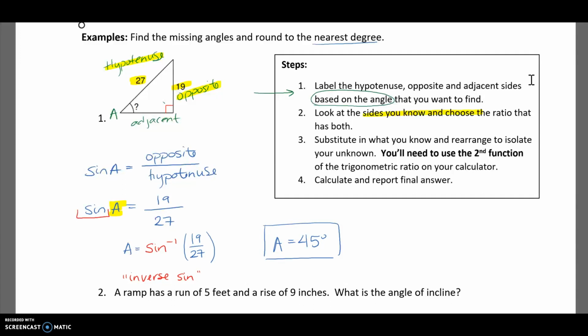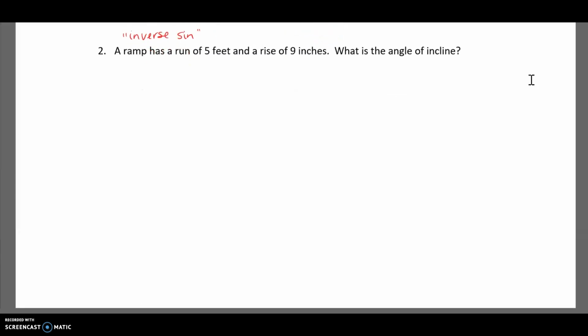Let's take a look at another example. Here we have a ramp with a run of 5 feet and a rise of 9 inches, and we want to find the angle of incline. We can start with a sketch. So again, we have a ramp. The run is the horizontal distance, 5 feet, and the rise is 9 inches, the vertical distance. We want to find the angle of incline, or angle A here.